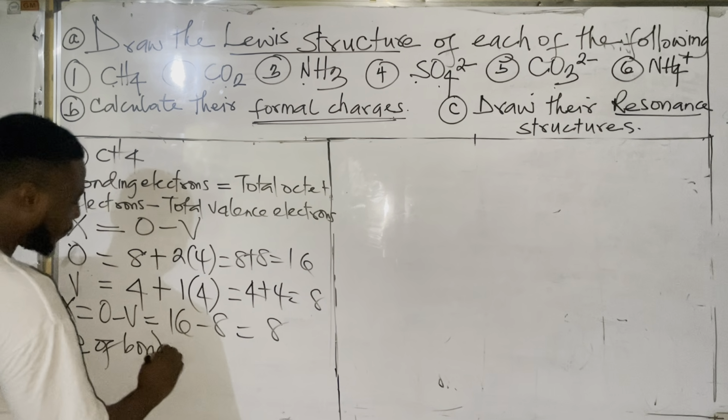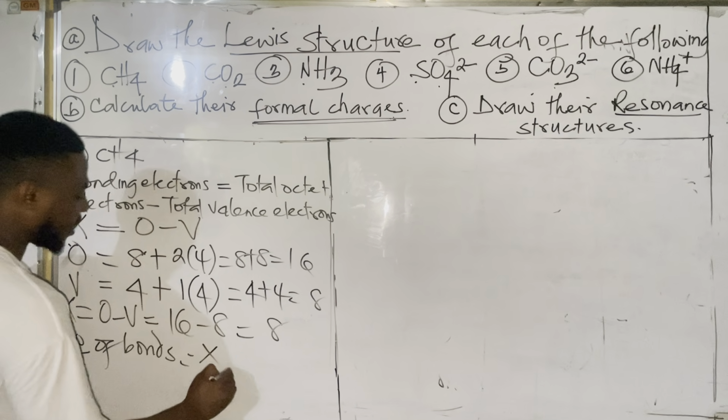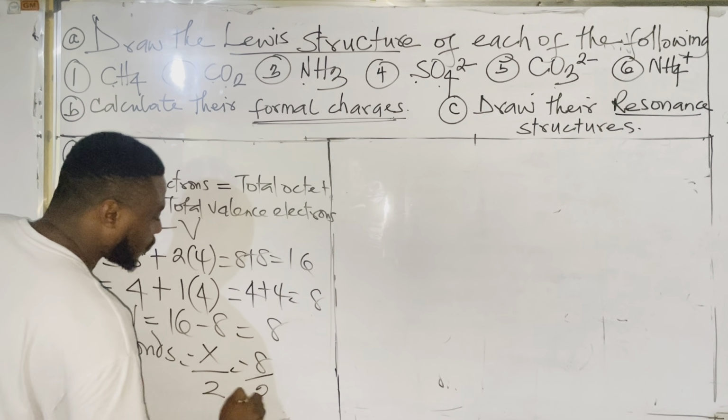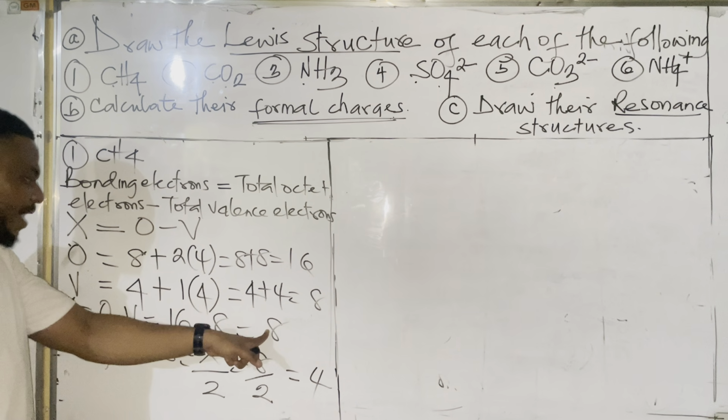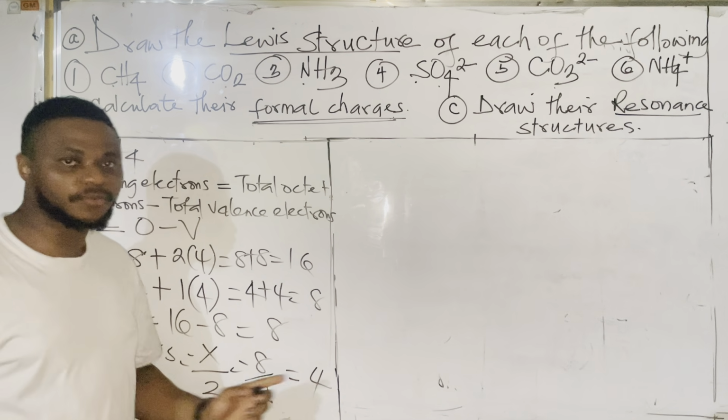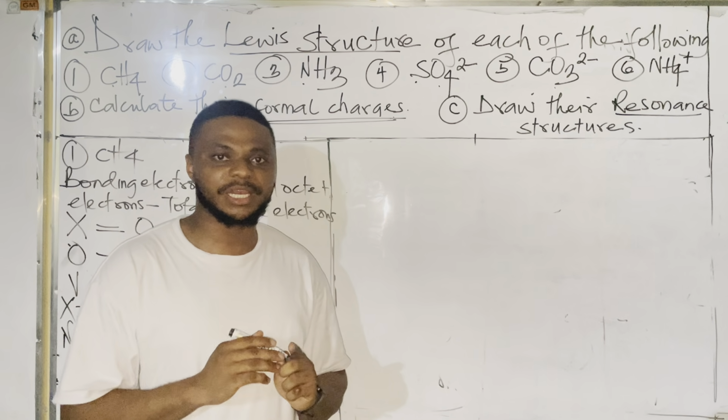Now the next thing is to calculate the number of bonds. How do we do that? Divide the bonding electrons by 2. So this will be 8 over 2, and this will give us 4. Now the next thing is to start drawing the Lewis structure.